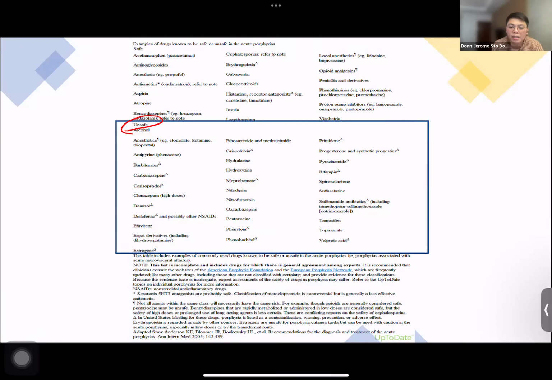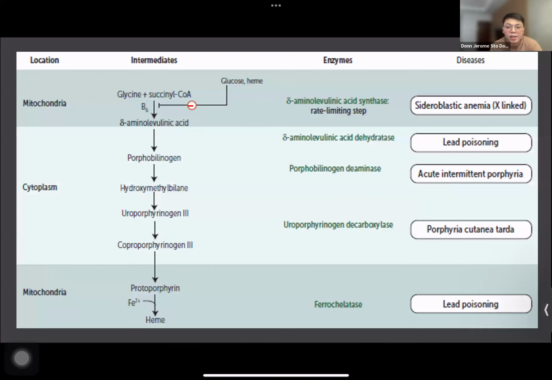Doc, di ko pa rin po ma-imagine yung pinagdidiscuss nyo. Litong-lito na po ako. Let's try to apply it. So for example, your patient has acute intermittent porphyria. Anong problem sa acute intermittent porphyria? You have a defect in porphobilinogen deaminase. Okay? Ngayon, yung patient, yung med student na taga section E, nag-binge drinking.